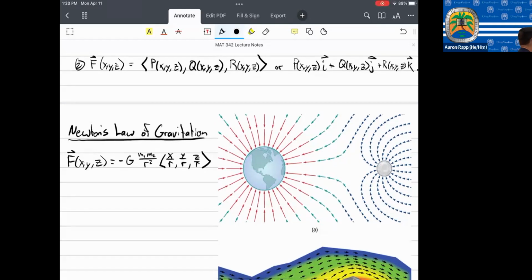So just any quick questions right now about what the idea is of a vector field? What do you got for me?